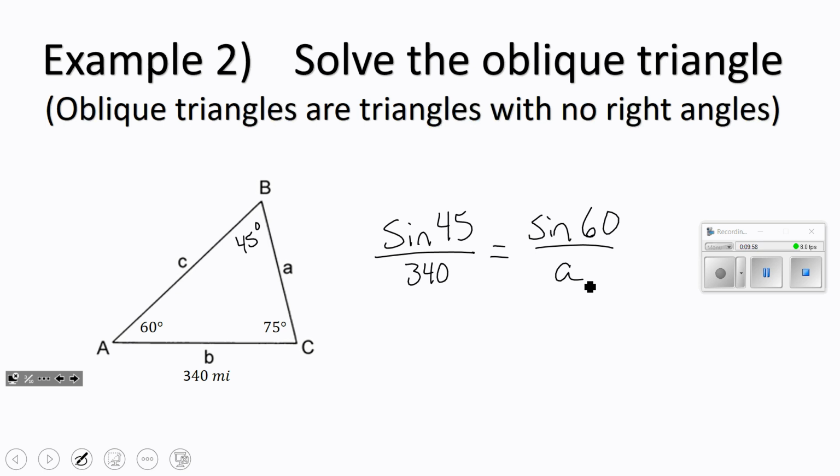Okay? So I'm just going to cross multiply. When you do this, there's all kinds of ways. You could say, ooh, yuck, disgusting, nasty, let's multiply everything by 340a, and that's fine. That works too if you'd like to multiply both sides by 340a. But I'm just going to cross multiply. So this is going to be the sine of 45 times a equals the sine of 60 times 340. Okay, so to solve for a, what will I do?